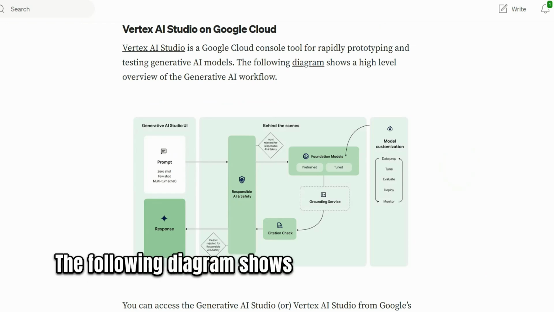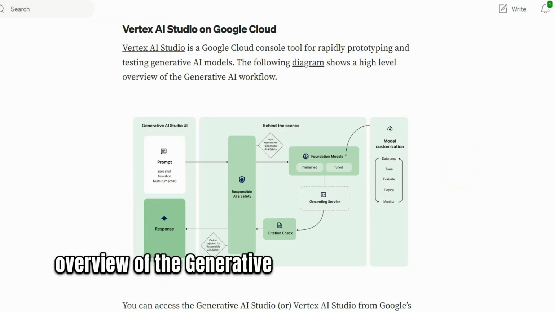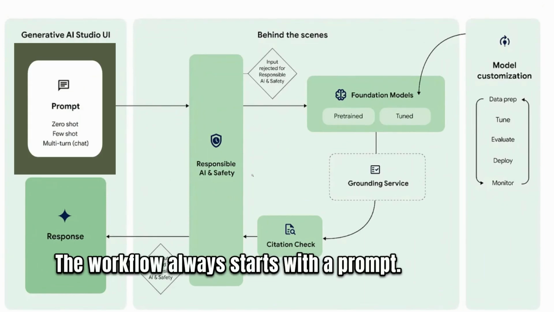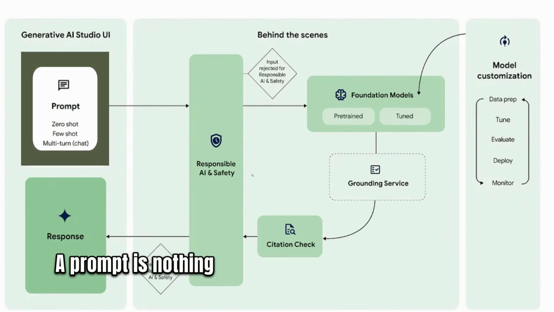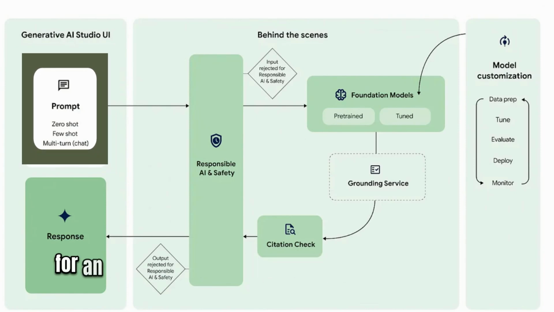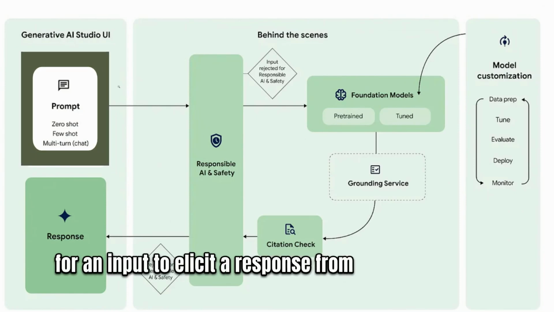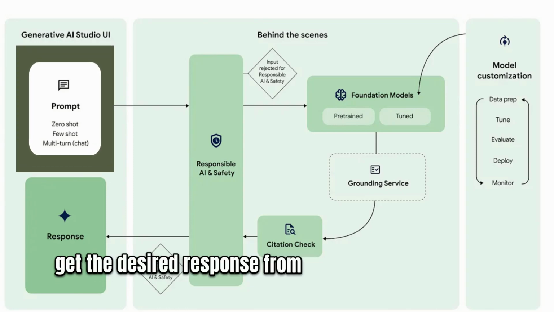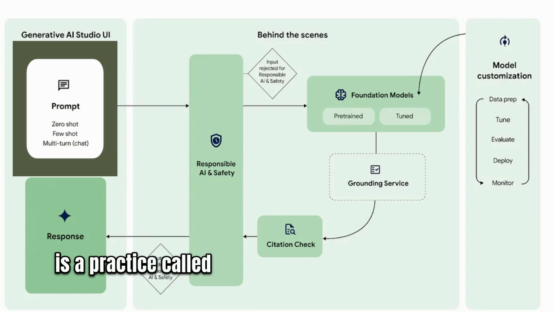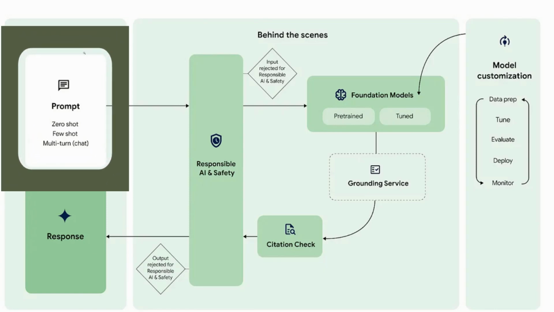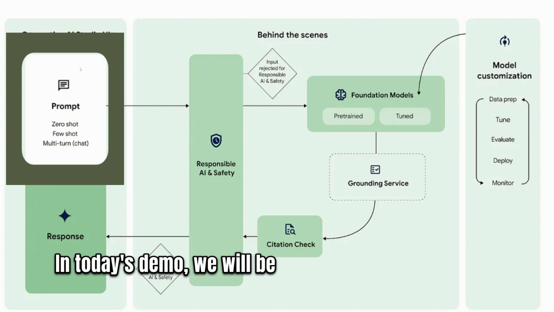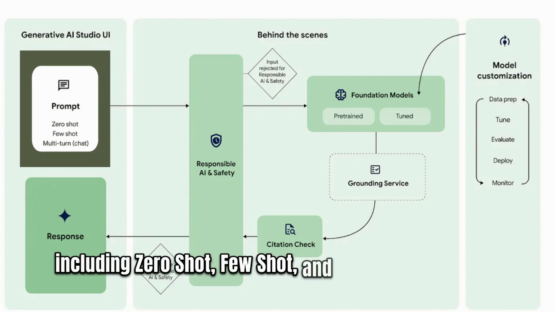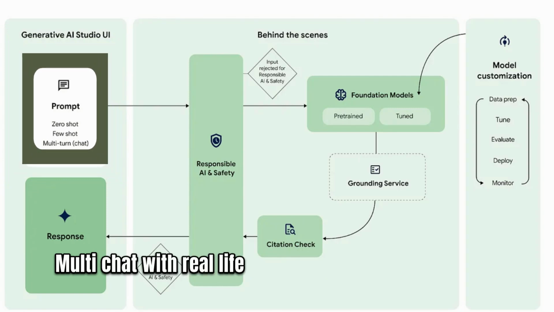The following diagram shows a high-level overview of the generative AI workflow. The workflow always starts with a prompt. A prompt is nothing but a fancy term for an input to elicit a response from the AI model. Writing a prompt to get the desired response from the model is a practice called prompt design. In today's demo, we will be exploring multiple prompt design methodologies, including zero-shot, few-shot, and multi-shot with real-life examples.